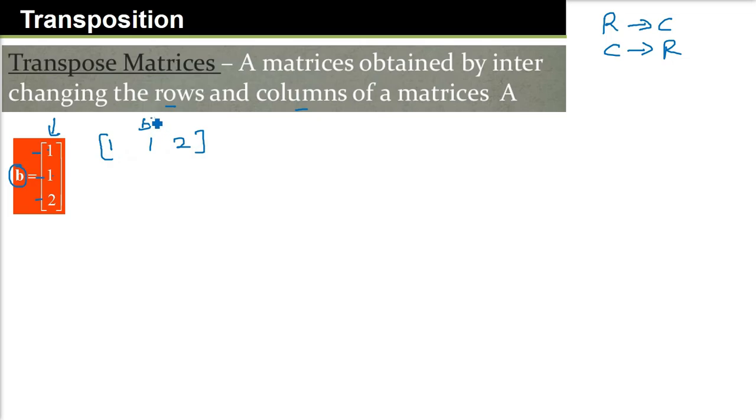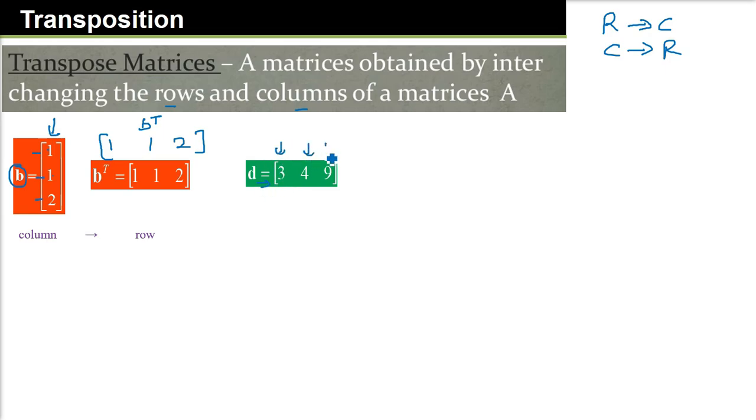So B raised to the power T. What you have done is changed the column into a row. Now you have a matrix like this, only one row and 3 columns. So this is called a row matrix. We just interchange row with column. So 3, 4, 9, I have made it a column. So this is D raised to the power T. We can represent it by transpose like this. So 3, 4, 9. This is how we do the transposition.